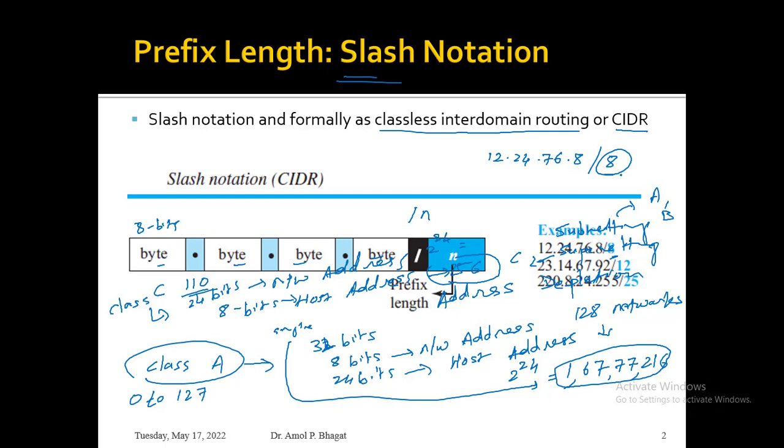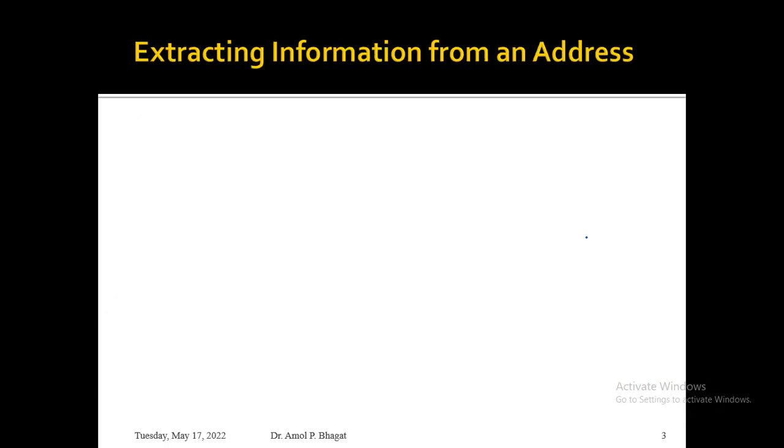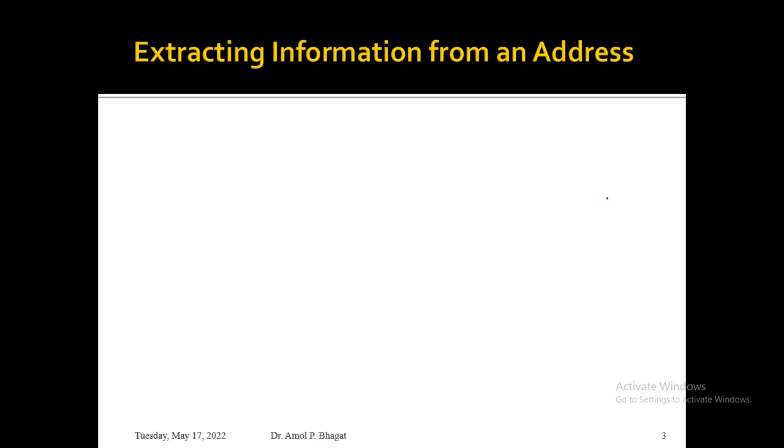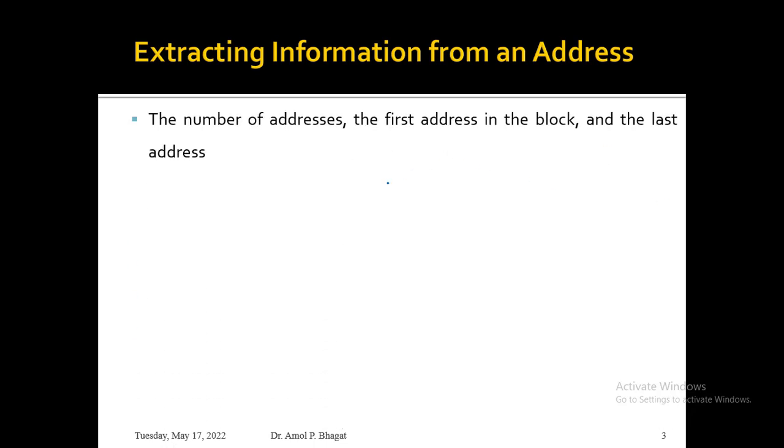So the total addresses available in a network having such an IP address will be simply 2 raised to power 32 minus 8. So these many addresses can be there. That is how this notation is used. Let's take an example so that this can be more clear. From these CIDR notation addresses, you can extract three kinds of information: how many total addresses there are, and what the first address and the last address in that network are. So the number of addresses, the first address in the block and the last address in the block can be identified.